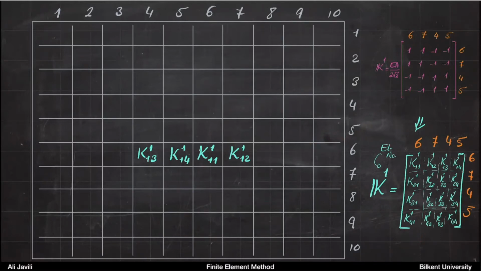Then we need to do the same thing for the second row of the local stiffness. That would be on row 7. So a few components will be here, and we need to just find their places. You can see their places are going to be on these 4 squares, or 4 rectangles. And we will just do that. On column 6, you have K21. On column 7, you have K22. On column 4, you have K23. And on column 5, you have K24.